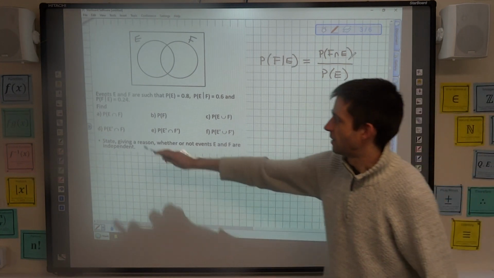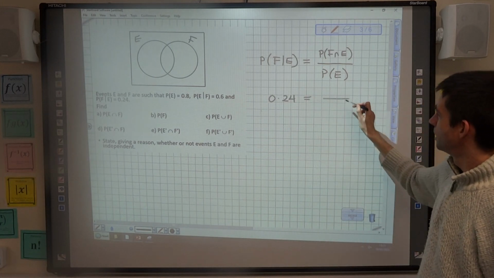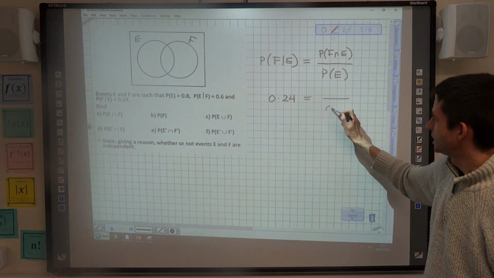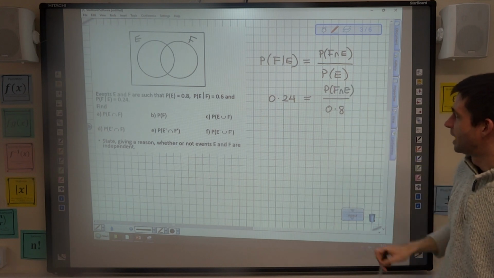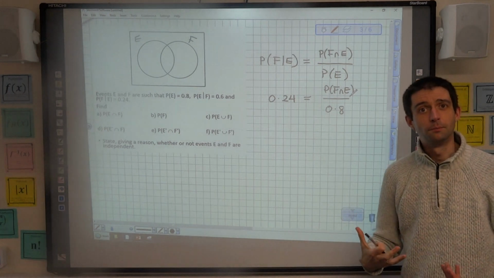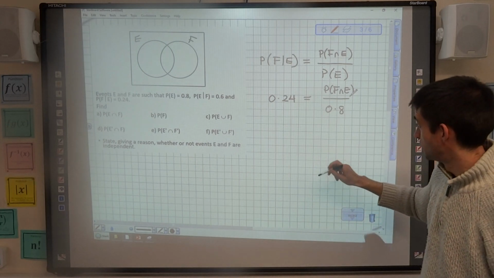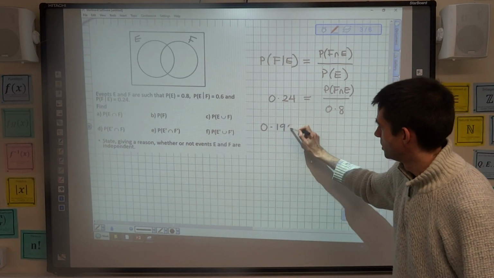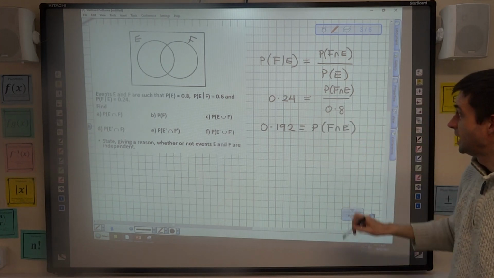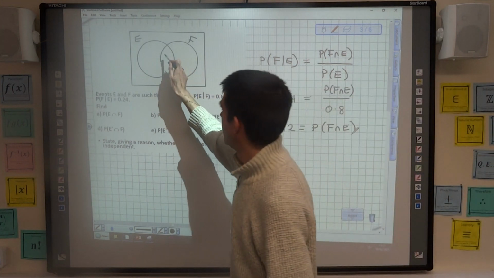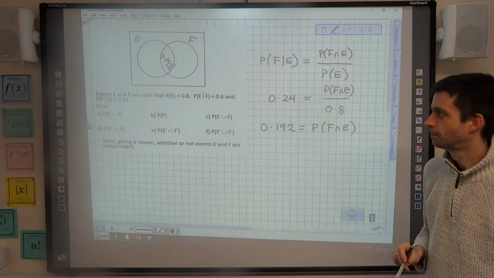Now it's just a case of working out which bits of that I know. Well, I know the probability of F given E is 0.24, and I know that the probability of E is 0.8. So I've got the probability of F given E on the numerator of that fraction. That's going to enable me to find out the probability of the intersection by doing 0.8 multiplied by 0.24, which is 0.192. And that is the probability of F intersect E. So the intersection, a bit in the middle, so I can go right ahead and do a bit of slanty writing there to get 0.192 in the centre.